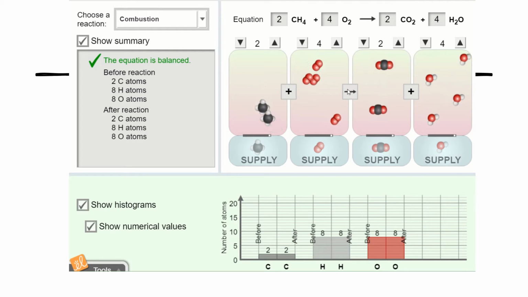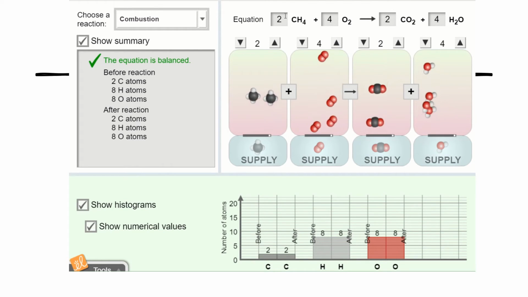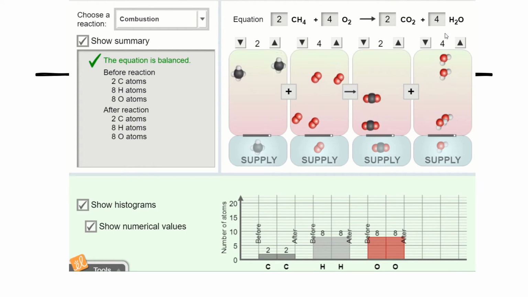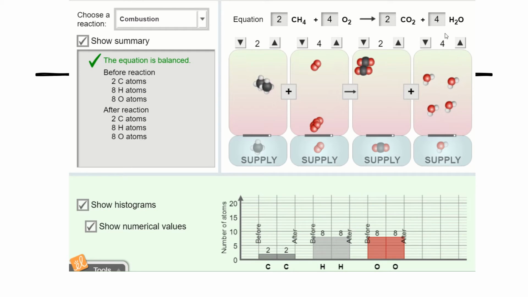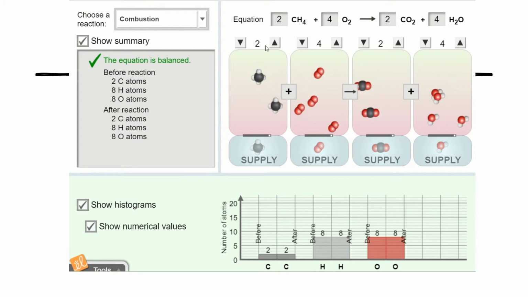Okay, I got it balanced. It's true, but let's look at these coefficients. 2, 4, 2, 4. They can all be divided by what number? 2, right? So let's divide them by 2.